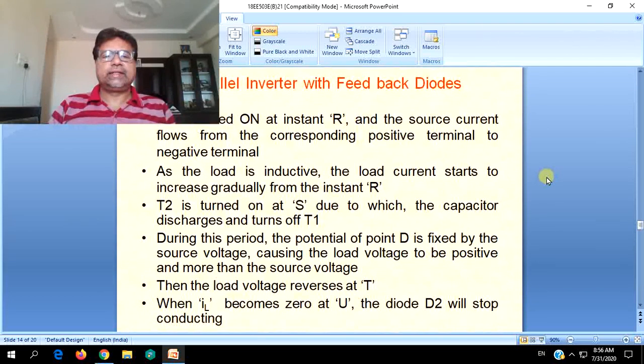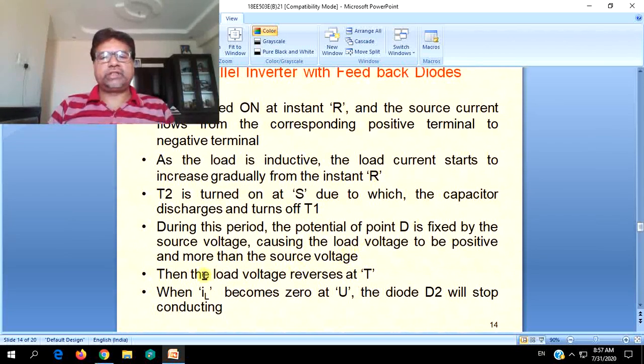At S, during the period, the potential of point D is fixed by the source voltage, causing the load voltage to be positive and more than the source voltage. Then the load voltage reverses at T.